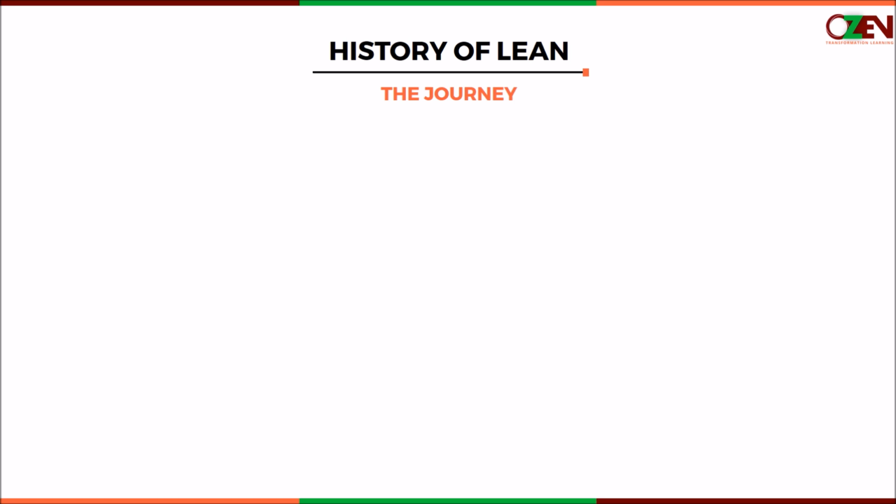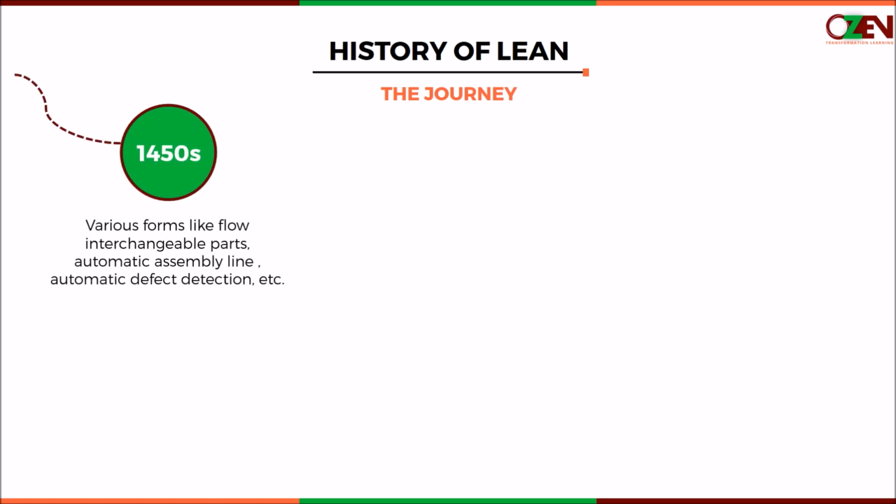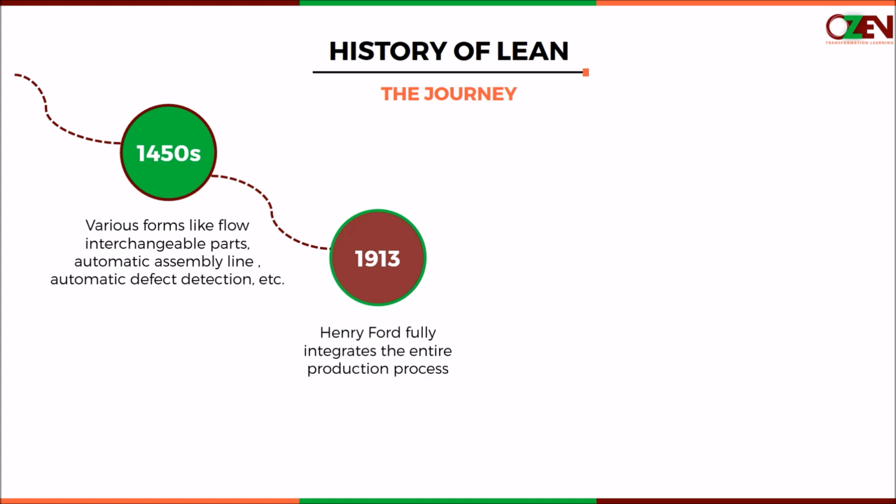In the 1450s, Lean principles were present in the form of interchangeable parts, automatic assembly line, automatic defect detection, and more. In 1913, Henry Ford fully integrated the entire production process to a moving assembly line. It produced to only one specification limit. There is a famous saying for the Model T: you can have it in any color as long as it's black. This was not able to provide variety to the clients, however.